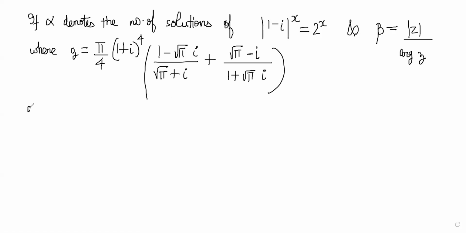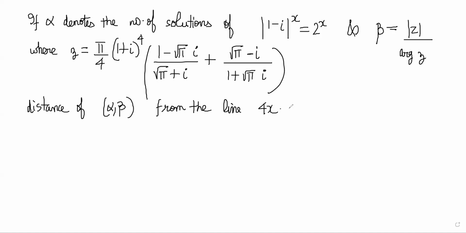Then distance of alpha comma beta from the line 4x minus 3y equals to 7 is, basically you have to find alpha beta correct. If you can find that, the question is easy. Yes.